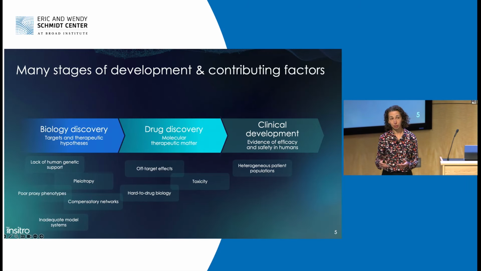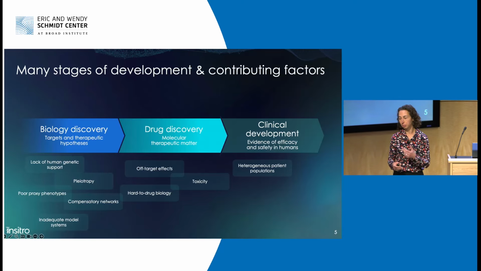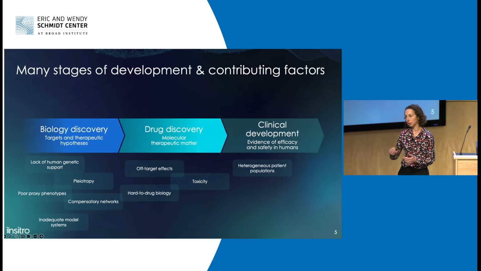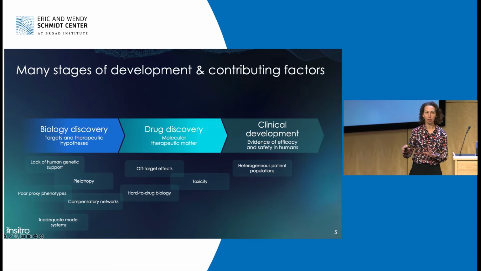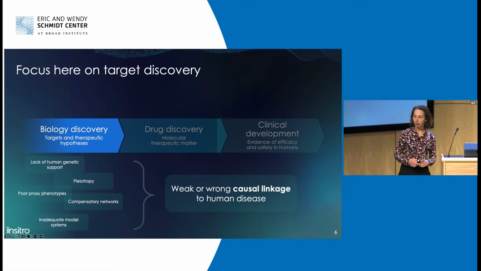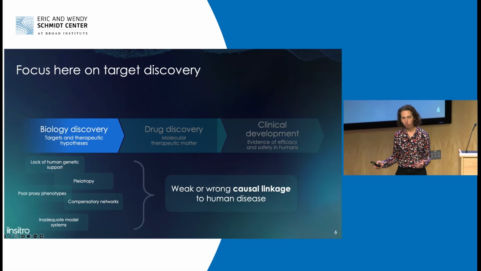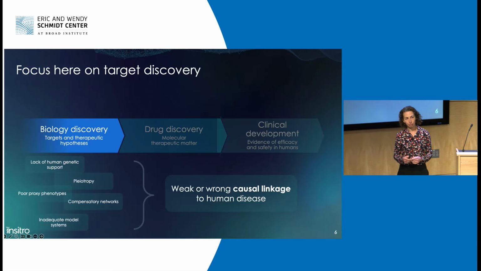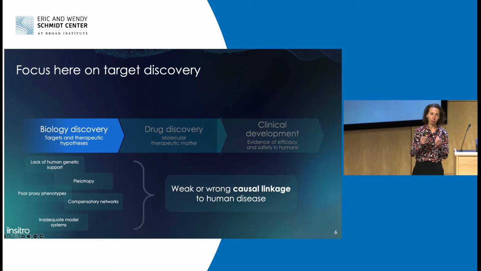Well, there are really three key stages to delivering a drug, starting from discovering the therapeutic target, to developing the molecular matter that acts upon it, to eventually taking that drug to the clinic in human clinical trials. And there are many root causes of that eventual failure that appear at each of these different stages. Although insitro works on all stages of this pipeline, I'm going to focus in this talk on the target discovery phase. And the summary of the root causes here really boils down to there being a weak causal linkage between the discovered target and the clinical outcome of interest.